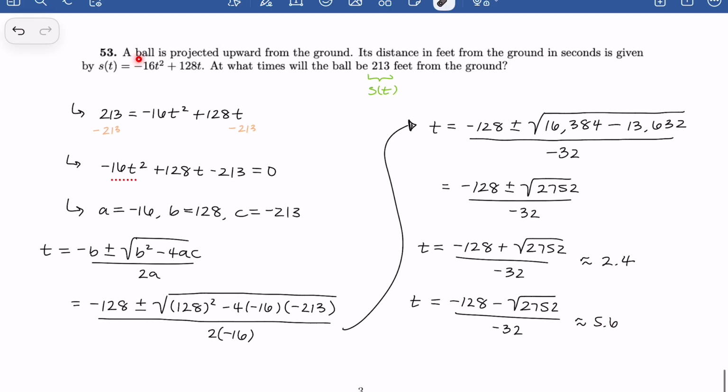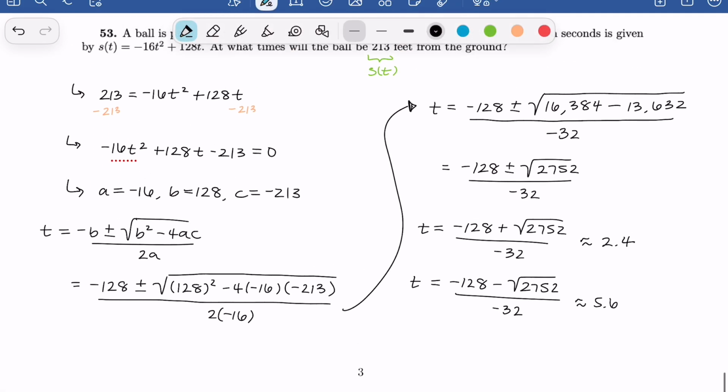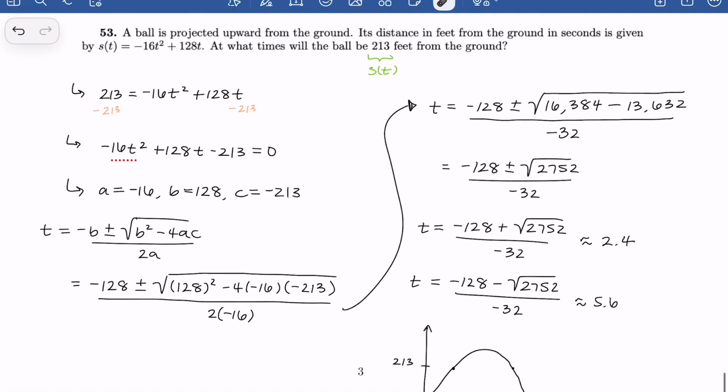This makes sense because the ball is being projected upward from the ground. So the path essentially of this ball is going to look something like this. Now, if this is 213 feet from the ground, that's going to happen at two different points here. Here at about 2.4 seconds, and again here at about 5.6 seconds. So this is kind of the image of what that would look like if we were to project a ball from the ground.